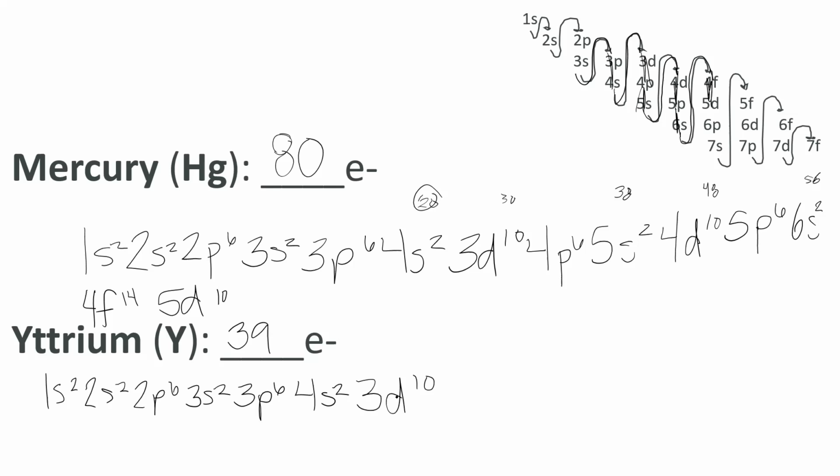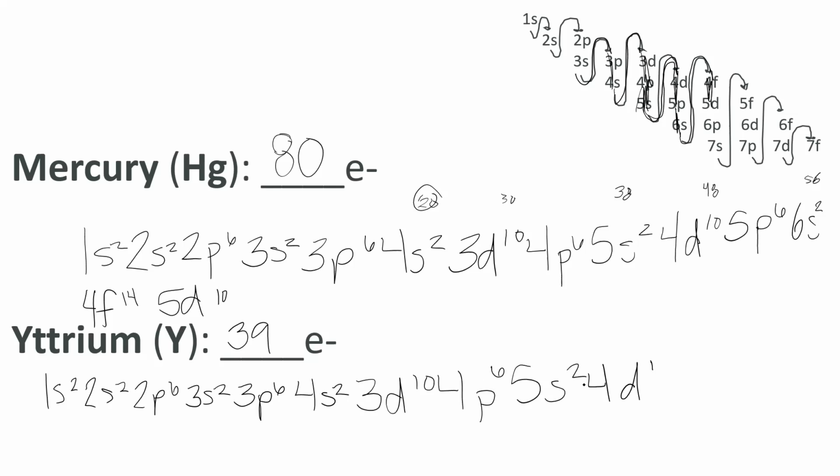3d10, that gets me to 30 electrons. 4p6 gets me to 36 electrons. So I'm at 4p6. I'm going to go down. 5s2 gets me to 38 electrons. Then I have to go back up. 4d1.